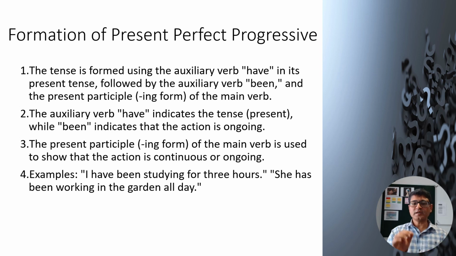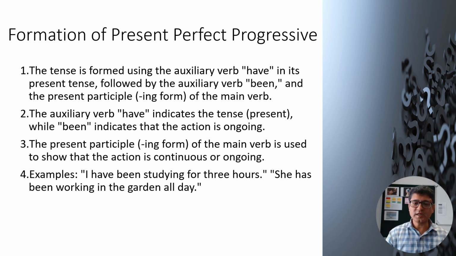So have in its present tense, right? Followed by the auxiliary verb been, right? And the present participle, which is the ing form of the verb. So subject, then have, been, and then the ing form of the verb. The auxiliary verb have indicates the tense, which is present, and been indicates that the action is ongoing. So been is the third form of be. It's pronounced not as bin, but as been, have been, right?